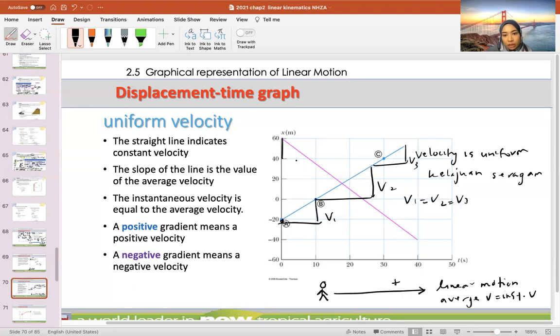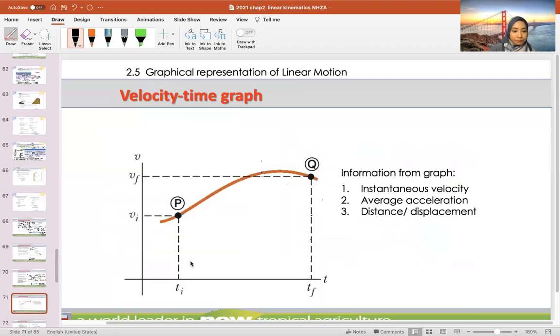Kat sini pun sama. Walaupun dia bergerak ke bawah, gradient dia sama. Kalau kat sini kita cakap V4, V5, V6, V7. So V4 equals to V5 equals to V6 equals to V7. Sama sebab gradient dia sama. Positive gradient means positive velocity, negative gradient means negative velocity. Okay.